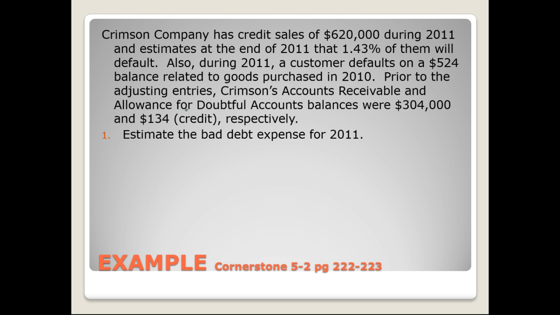But first, let's estimate the bad debt expense for 2011. We're going to use the percent of credit sales method, and this is Cornerstone 5.2, by the way, in your book. So percent of credit sales. Remember, step 1 in the allowance method says I have to estimate the bad debt expense for the current period. So I've just hit the end of 2011. I'm an accountant at Crimson Company, and I have to make an entry for what I expect will be the amount of this year's credit sales that we won't collect.